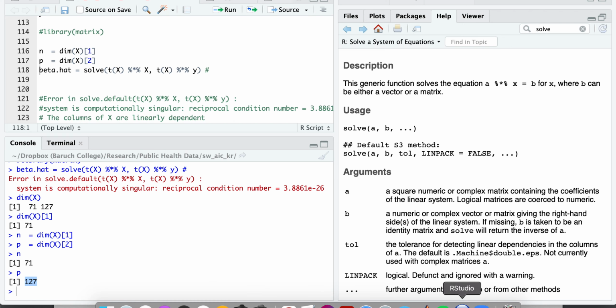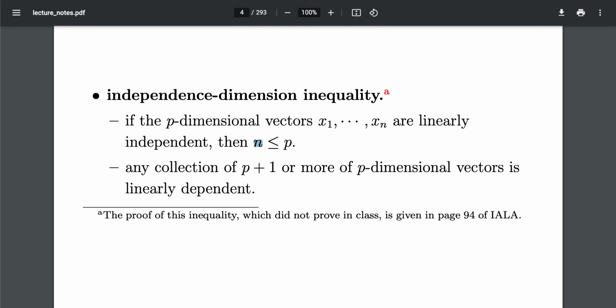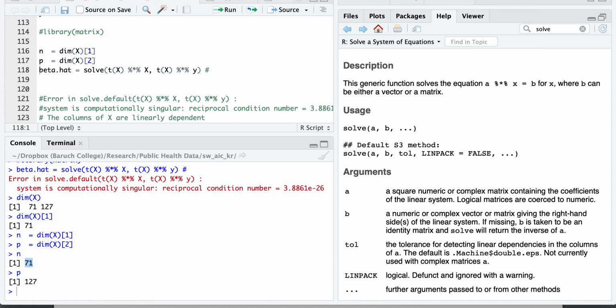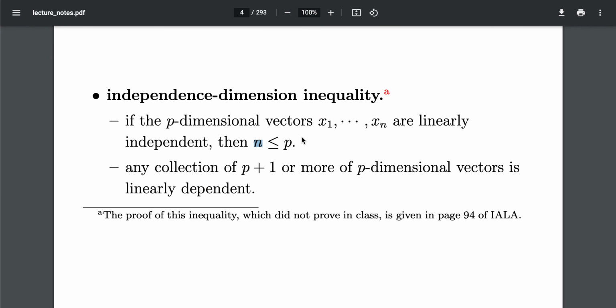Sorry, it got confusing again. P is 71 here for us in this statement, and if the 127 vectors were linearly independent, then 127 must be less than or equal to 71, which it isn't. So they are linearly dependent. I mean, it sounds complicated, but it's not.